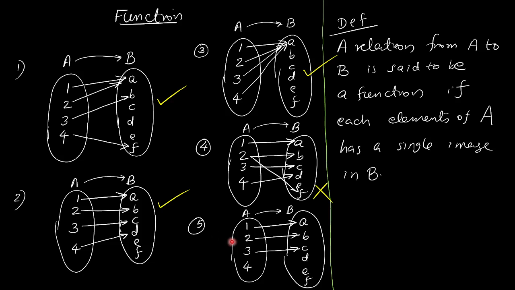Third one, last one: 1 has a single image, 2 has a single image, 3 has a single image. 4 does not have any image. But it is necessary that each element of set A has a single image. Every element of A must have a single image, so if there is no image, it is not a function. 4 must have a single image, but here 4 does not have any image. In that case also it is not a function.